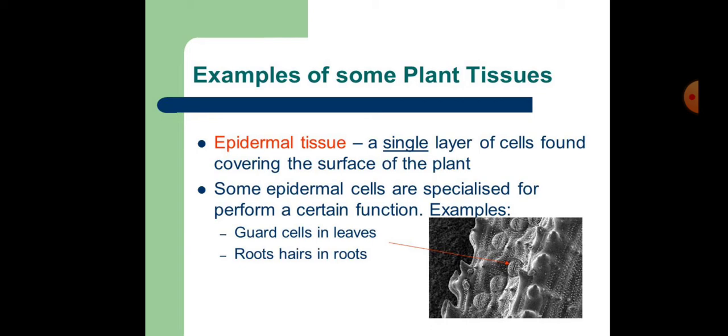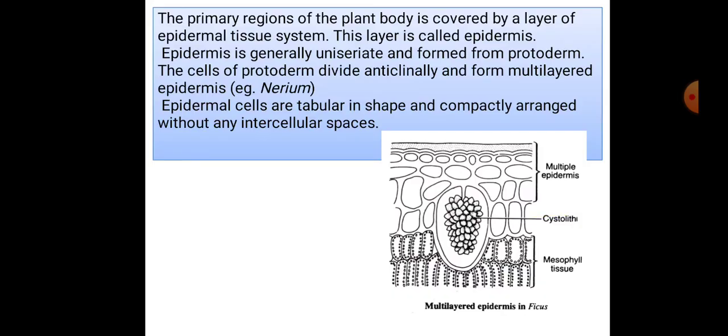Some epidermal cells are specialized to perform certain special types of functions. For example, guard cells are there in leaves. They form stomata. In roots, root hairs are involved in the absorption of water and minerals. The primary region of the plant body is covered by a layer of epidermal tissue system. This layer is called epidermis.